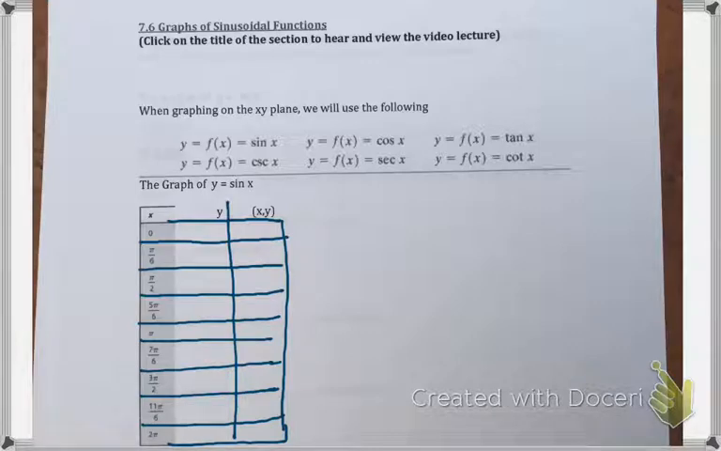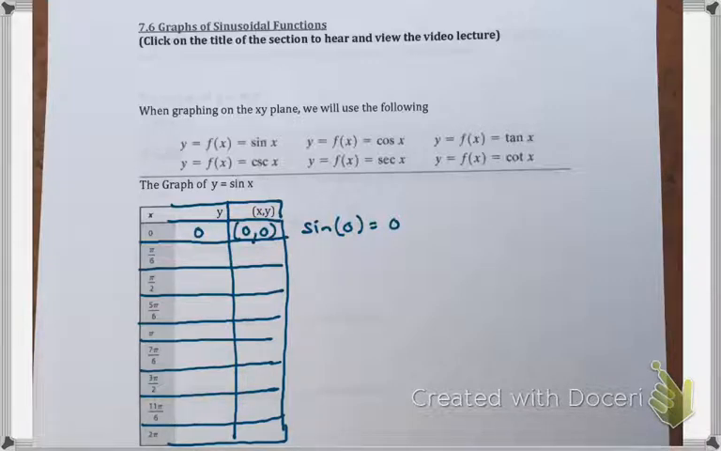Okay, so let's go ahead and do the first one. The first one asks us to find sine of x when x equals 0. So all we're going to do is plug in 0. If you look on your unit circle, you'll see sine at 0 is 0. Okay, so the y value is 0. That gives me the coordinate point (0, 0).